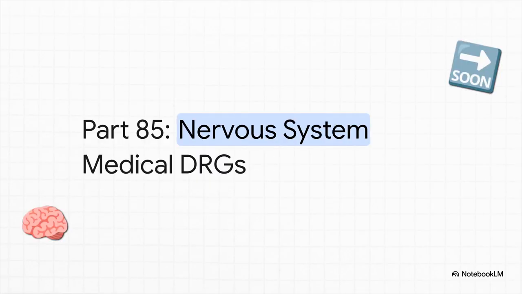Coming up in our next lesson in this masterclass series, we'll be shifting gears to Part 85. We're going to do an advanced medical DRG deep dive into major diagnostic category 01, the nervous system. You definitely won't want to miss the complex coding rules for cerebrovascular events and nervous system disorders.